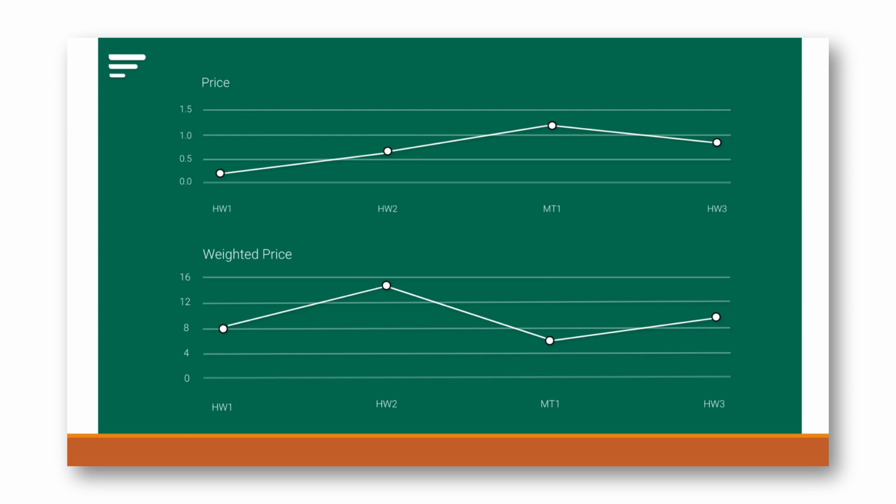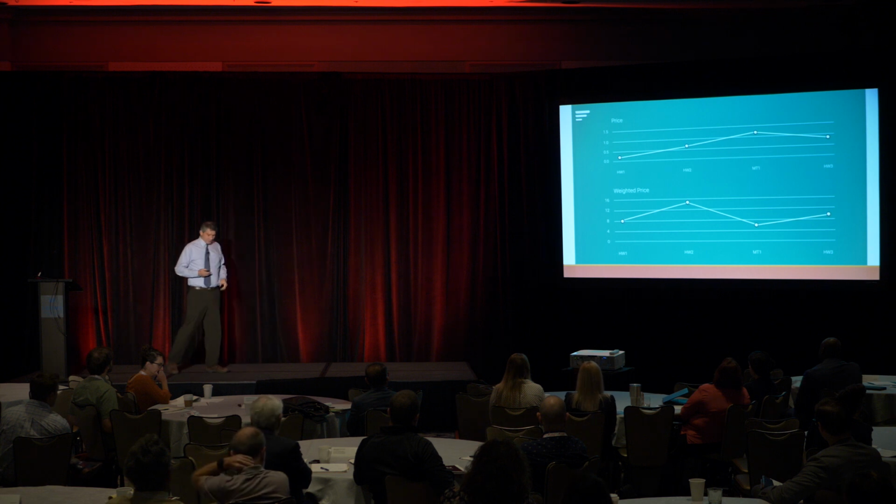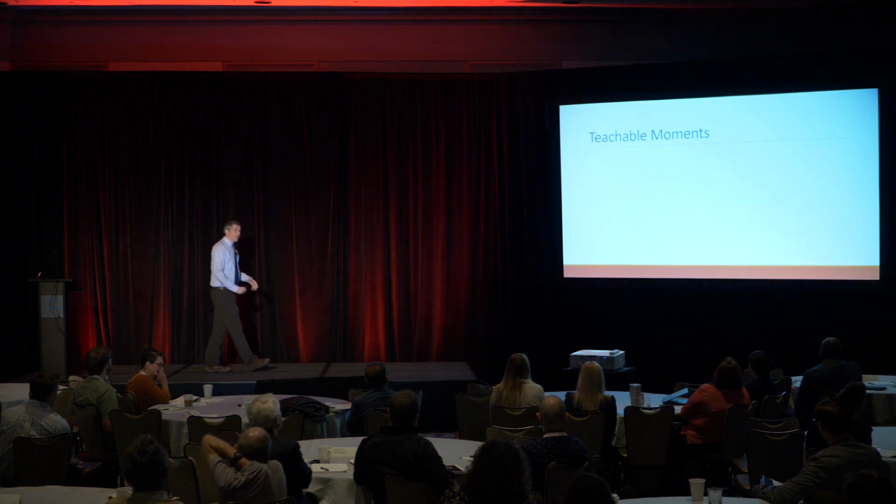So basically each assignment is a time period. So homework 1 was period 0, homework 2 is period 1, and so on and so forth. And you can see how the prices move. You see the weighted price moves a little differently because midterm 1 is worth more than the homeworks, and so from a weighted perspective, that extra credit you get on midterm 1 is worth more than anything else. This creates a lot of teachable moments.